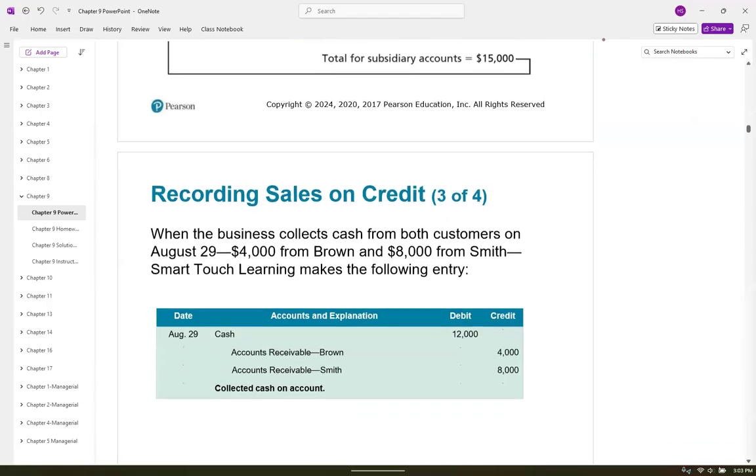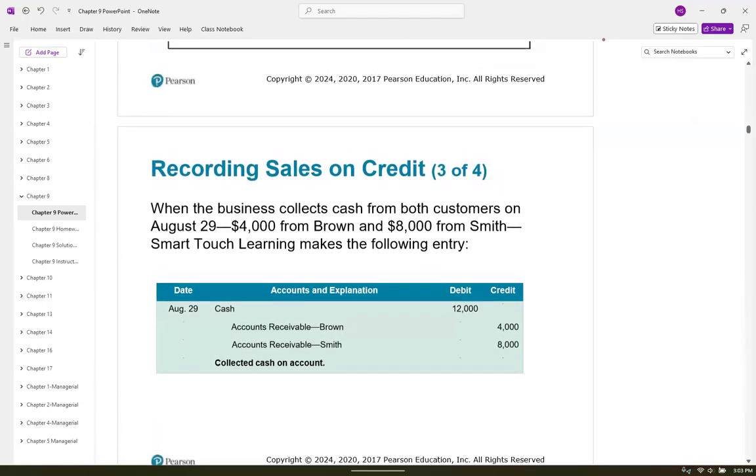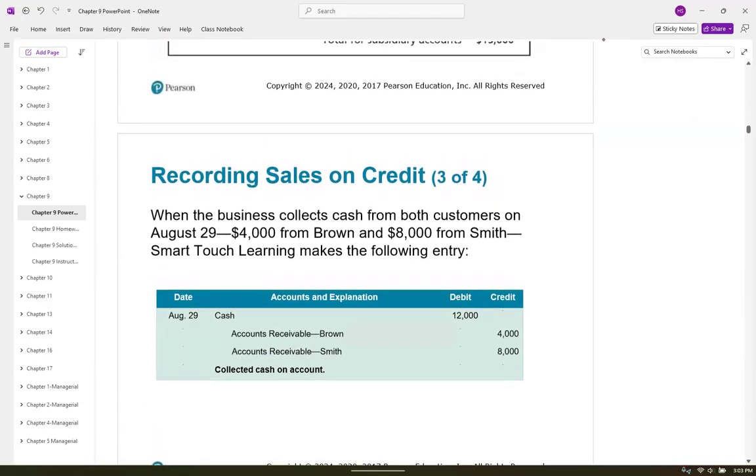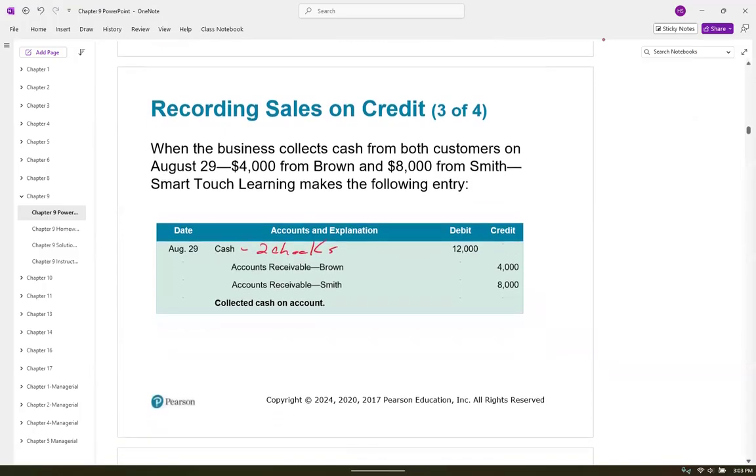Then they said when the business collects cash from both customers on August 29th, 4,000 from Brown and 8,000 from Smith, they're going to make the entry. I probably would have made this in two separate entries, not one, because this is probably going to be two different checks, but you never know. They might have a system where that works. I wouldn't do it. You want to have as much information so that you have a paper trail.